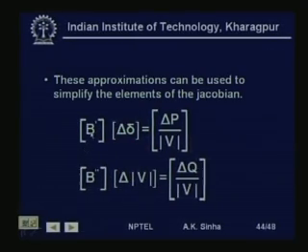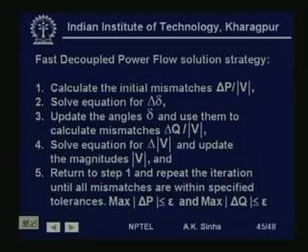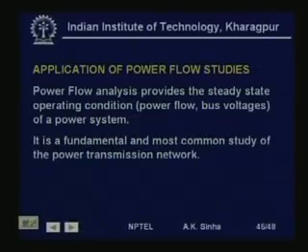Since these matrices are constant, what we need to do is factorize them only once at the beginning, and these factors can be retained for all other iterations. This makes this fast decoupled algorithm very fast, and this method is pretty accurate, and therefore, this is one of the most popular algorithms that we use. So, again the algorithm for fast decoupled is shown here, which is what we had done earlier.